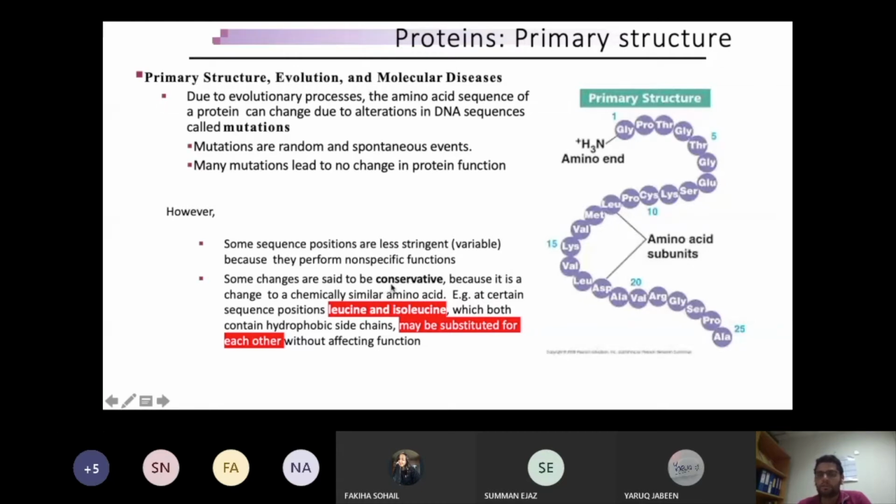So when you say conservative mutation, that means a similar type of amino acid could be replaced by another amino acid. For example, leucine and isoleucine are similar amino acids, so they could be replaced by one another. Both have a hydrophobic side chain. Leucine and isoleucine both do not like the water molecule, so they do not interact with it. So leucine could be replaced by isoleucine. This will be a conservative mutation, and this will not affect the functionality of the protein. So these are called conservative amino acids, and they could be replaced by others.